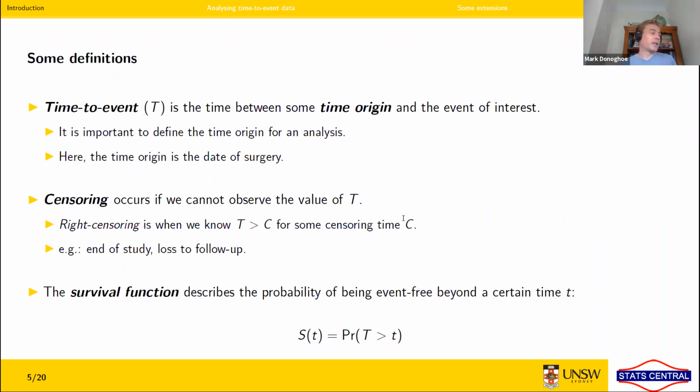And the third key thing is the survival function. The survival function describes the probability of your event time being after a certain time t, or in other words, you're event-free up until time t. Event times are always positive. So at t equals 0, the survival function is equal to 1, and it never increases. It will always decrease from then on.